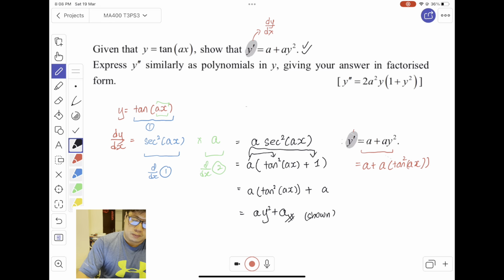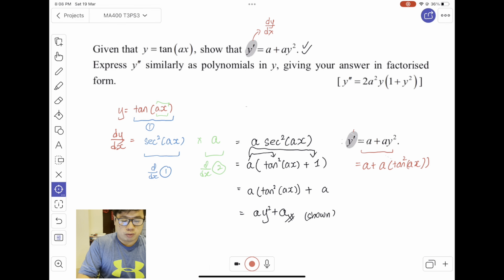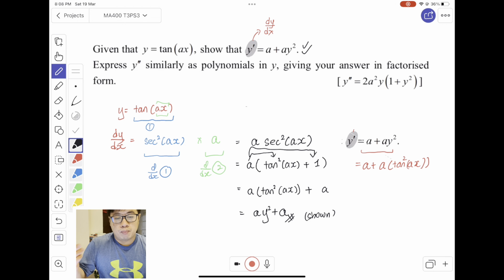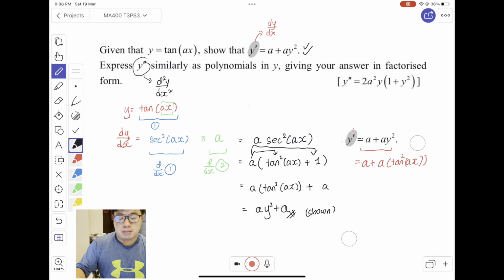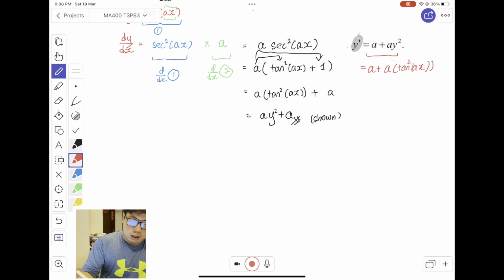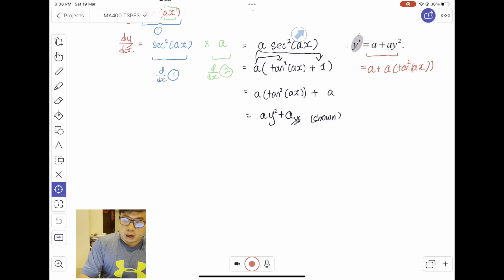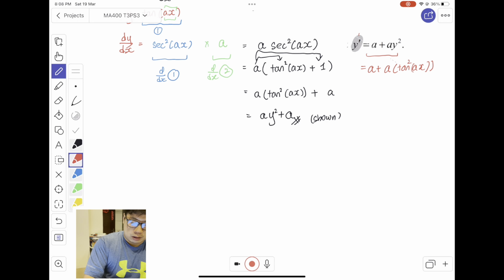Now the second portion: we're supposed to express y double prime similarly as a polynomial in y, giving my answer in factorized form. So y double prime would basically refer to d2y dx squared. We are differentiating it a second time. So let's go ahead and do it. We differentiate a sec squared ax again. So d2y dx squared.